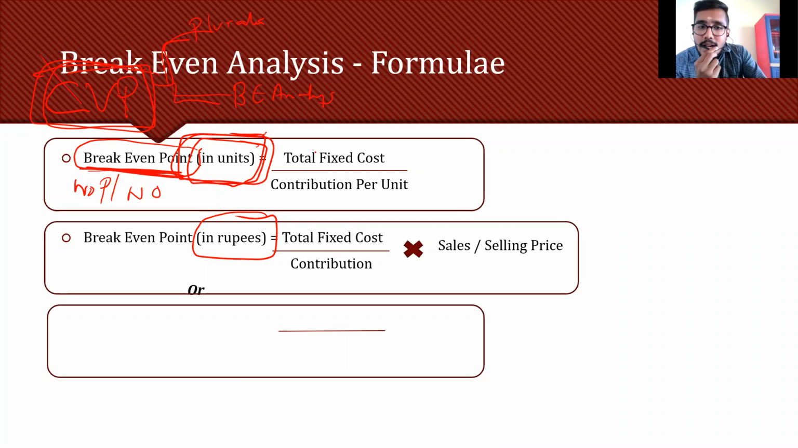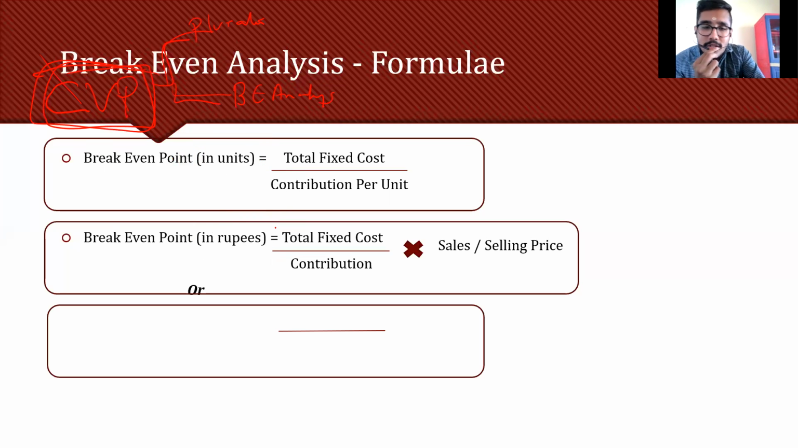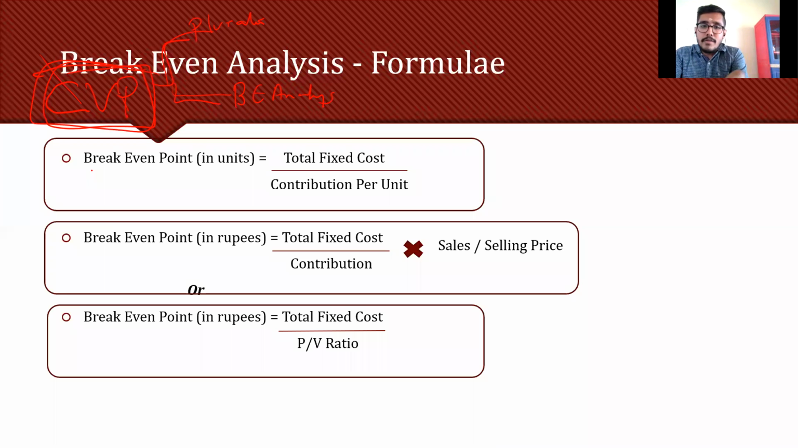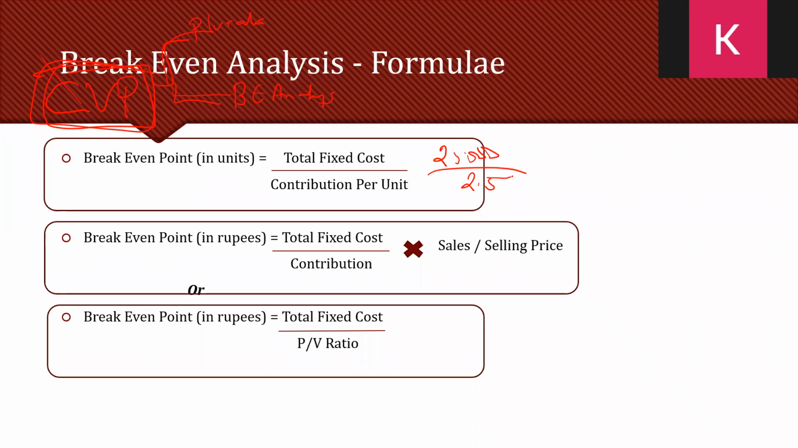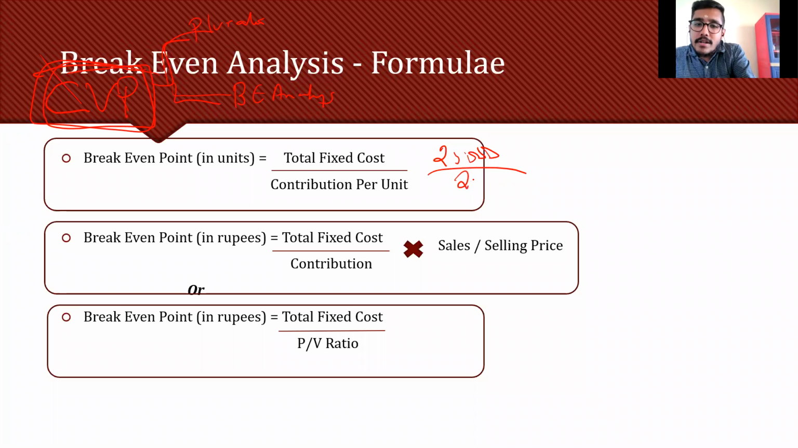So the formula is total fixed cost divided by contribution per unit. Please note these things down. Total fixed cost divided by contribution per unit. For example, if the total fixed cost is 25,000 and contribution per unit is 2.5 rupees, what is the break-even point in units? Or let the contribution per unit be 25.